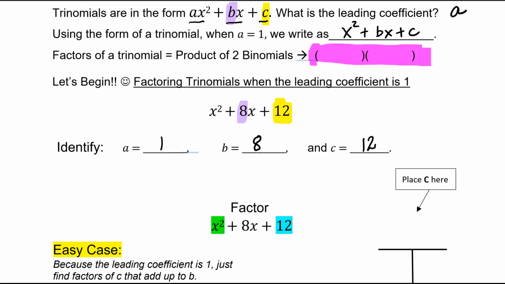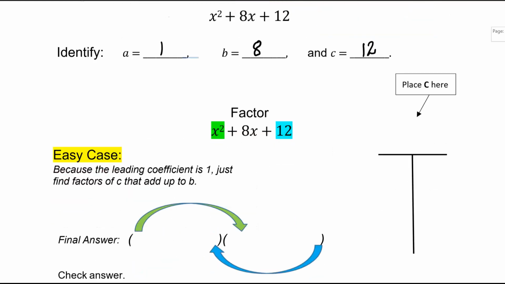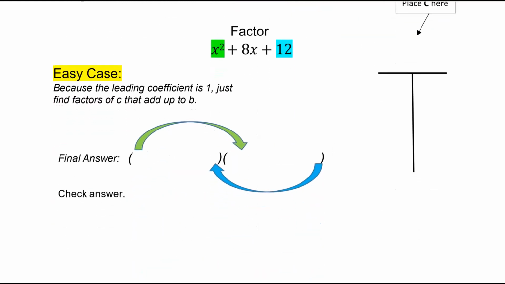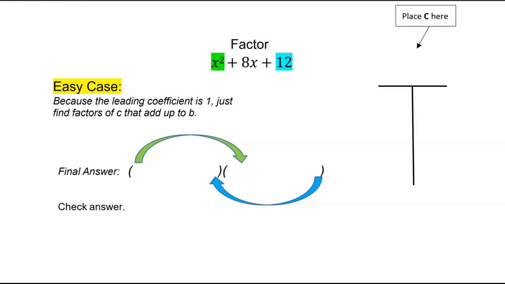Because to factor this trinomial, we only need to find factors of C that sum up or add to B. So what is C again? C is 12. So I have a little T table that I use in my class. I draw a little T. Here's the T. And you see here where I typed, place C here. So I'm going to put the 12 here.